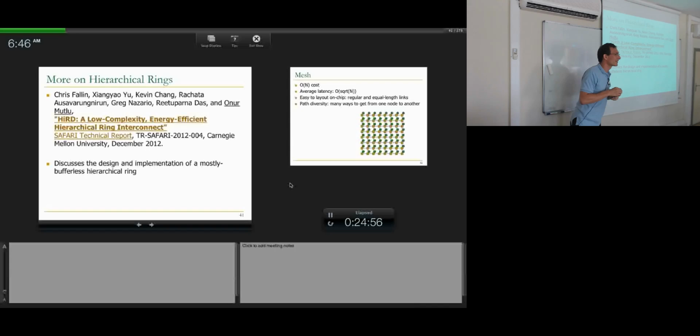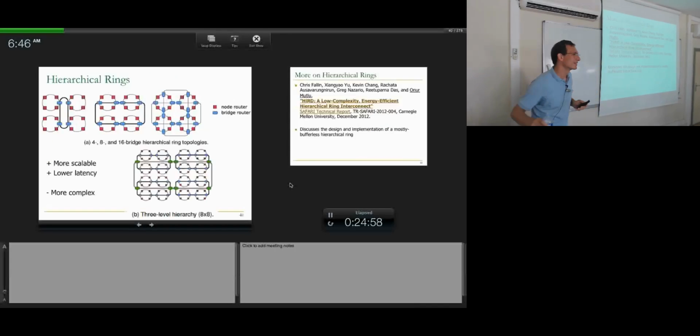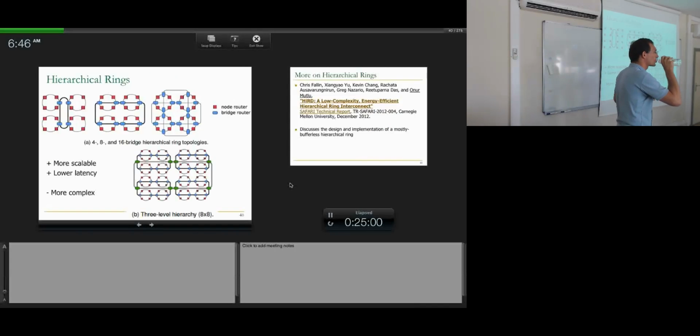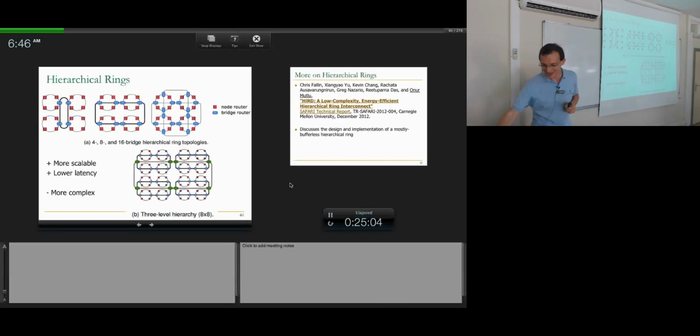Yes? Reliability becomes a problem in ring networks. I mean, in a simple ring, if a node goes down, you basically lose connection from one half of the network. That's right. That's because you don't have a lot of path diversity, right? You have to go through one node to reach another node. So that's right.